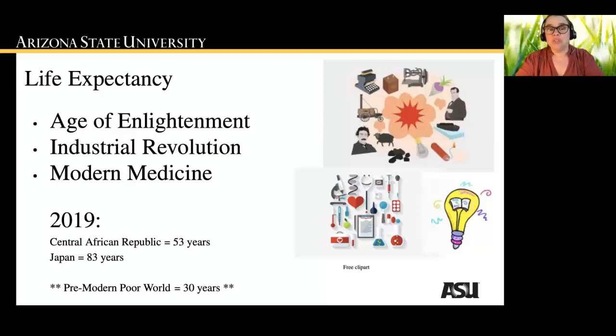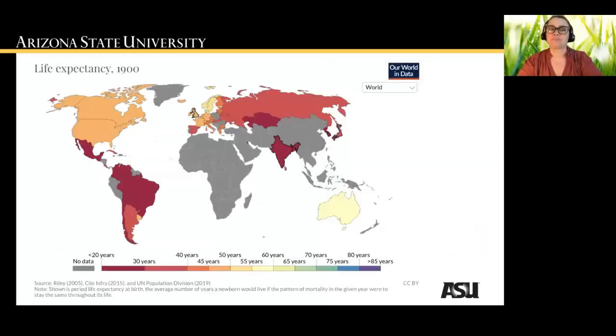This is due to the Age of Enlightenment, mass amounts of industry, as well as advancement in technology. It includes major innovation and inventions. We see the Industrial Revolution and, most importantly, modern medicine all playing into this. Life expectancy in the 1900s was very, very different than what we see today.